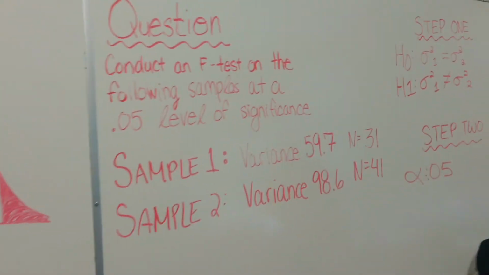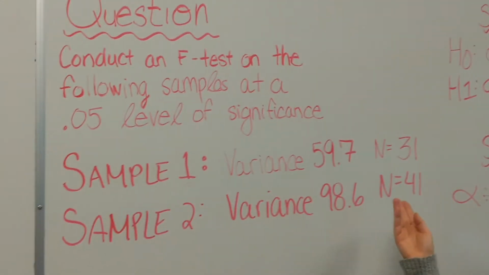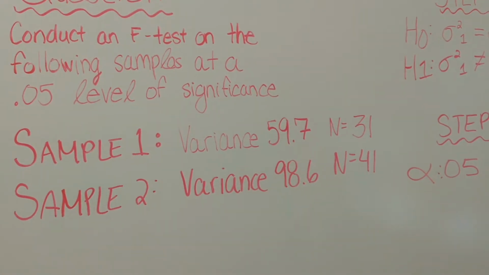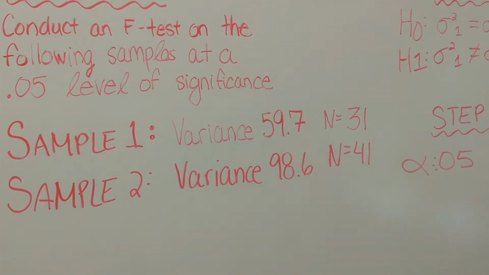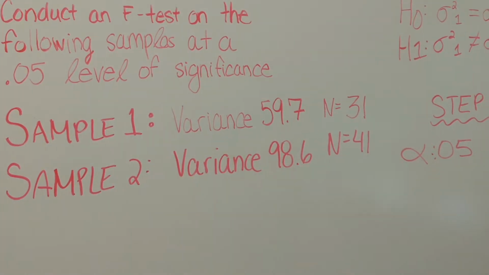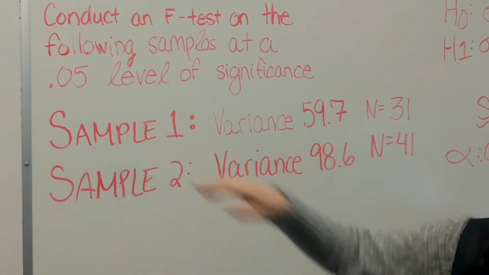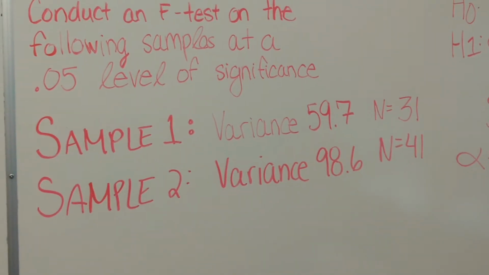Now on to the question. All right, so here's our practice problem. We're going to conduct an F-test on the following samples. So sample 1 is a variance of 59.7 and it has 31. Sample 2 is variance of 98.6 and 41. And we're going to use a 0.5 level of significance, so 5%.